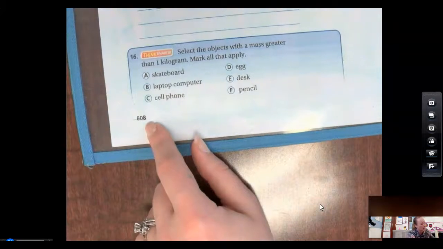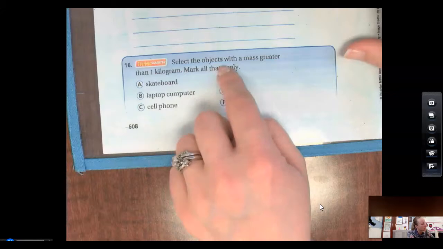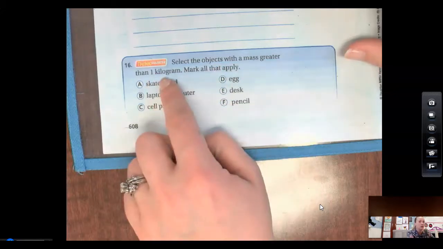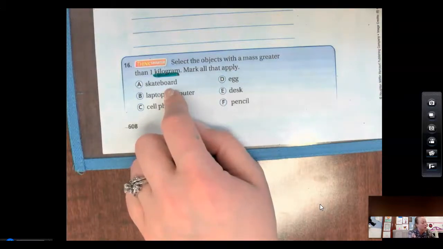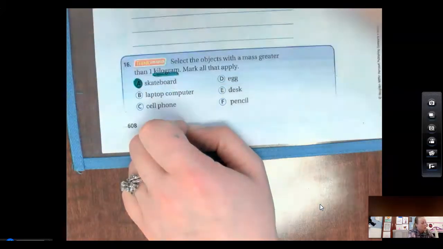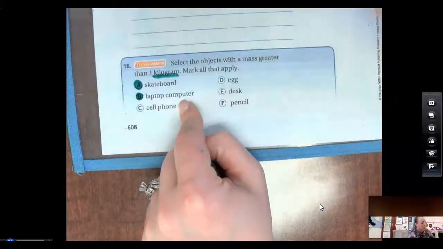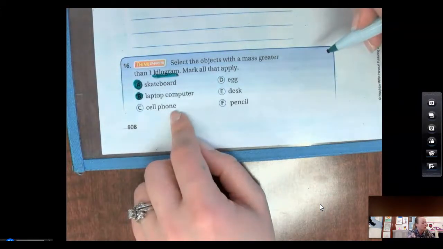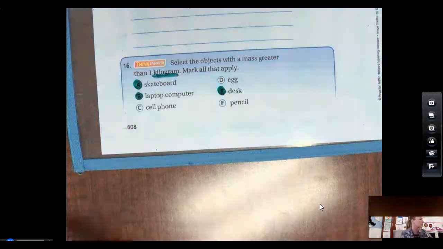All right, kiddos, we're going to do one question here on 608. So go ahead and find 608. Let's read the question. It says, select the objects with a mass greater than 1 kilogram. Remember, a kilogram is like a book. Which one would weigh more than a book? Would a skateboard weigh more than a book? Yes. Would a laptop computer weigh more than a book? Yes. Would a cell phone? No. Would a pencil? No.